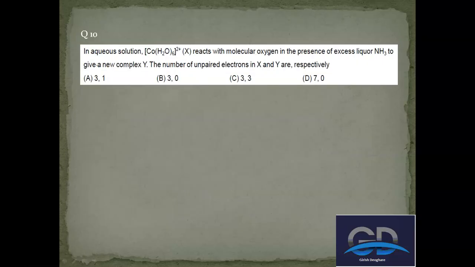Next, 10. In an aqueous solution, cobalt H2O6 2 plus reacts with molecular oxygen in the presence of excess liquor NH3 to form a new complex Y. The number of unpaired electrons in X and Y are respectively. So initially we have cobalt H2O6 2 plus, reaction with 6 NH3 gives us what? It gives us cobalt NH3 6 2 plus.